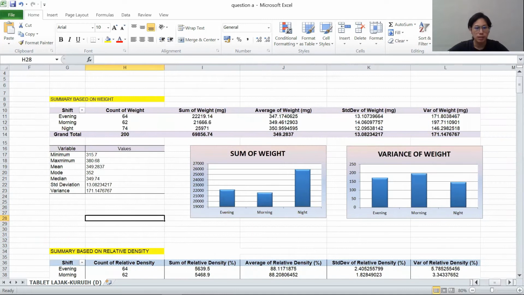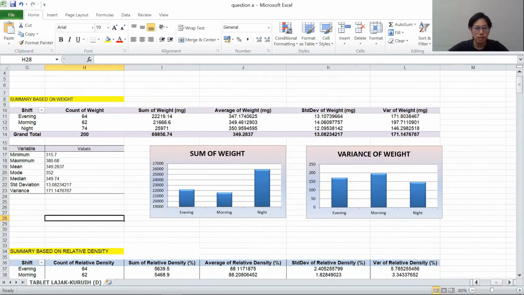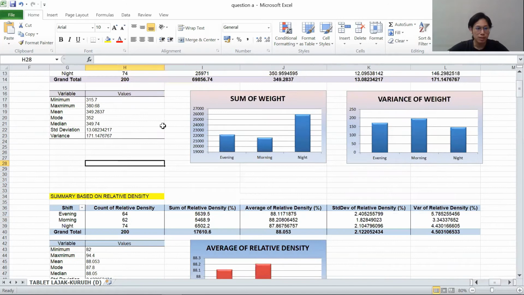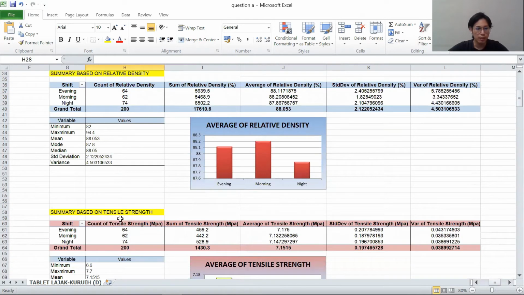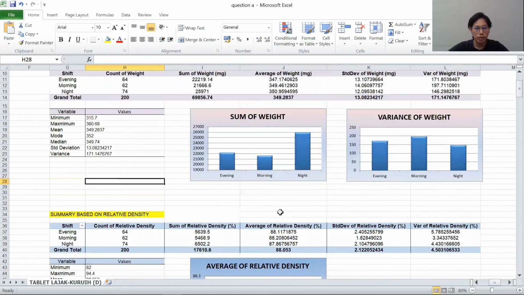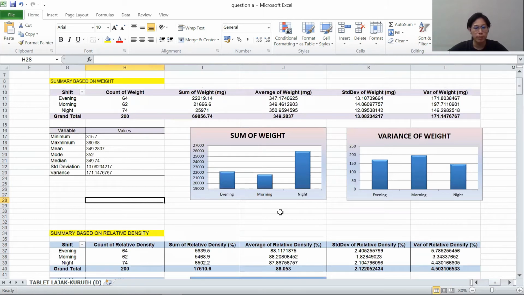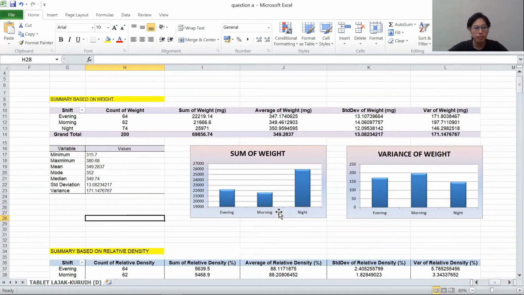As you can see here, this is the summary based on weight, this is the summary based on relative density, and this is the summary based on tensile strength in the numerical form. From this numerical form, we can see the important variables in statistics such as number of samples, sum of characteristic, average, standard deviation, and variance. Actually, all these values can be calculated manually, but since our data is too much, we need to use Microsoft Excel in order to make our task run smoothly.